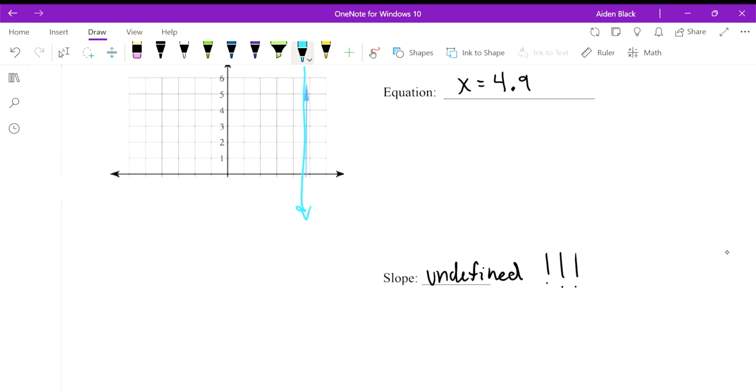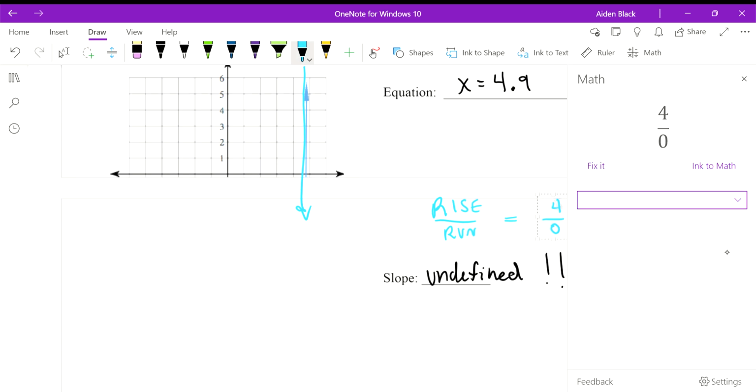Now if you look at the slope for this one, rise over run, you'll notice that no matter what value we rise by, we can go positive, negative, we can go up or down however many units, we go left or right 0 units. And if you ever try to divide by 0, this says indeterminate, we just write undefined, okay? Because you can't divide by 0.